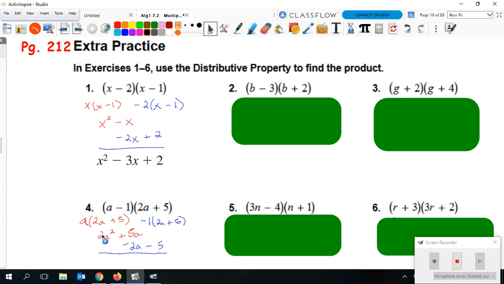And so now the 2a squared is going to come to our answer. These two should combine. 5 minus 2 is going to give me positive 3a, and then negative 5 comes to my answer. So there's our answer, 2a squared plus 3a minus 5.